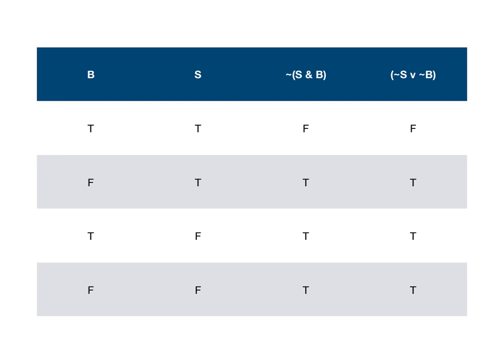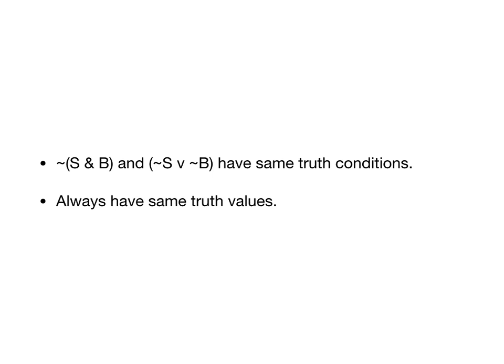Not S and B is false whenever not S or not B is false, and it's true whenever not S or not B is true, right? And vice versa. When one is false, the other is false. When one is true, the other is true. Another way of saying this, they have exactly the same values on every single line of the truth table. Another way of saying it would be that they have exactly the same truth conditions.